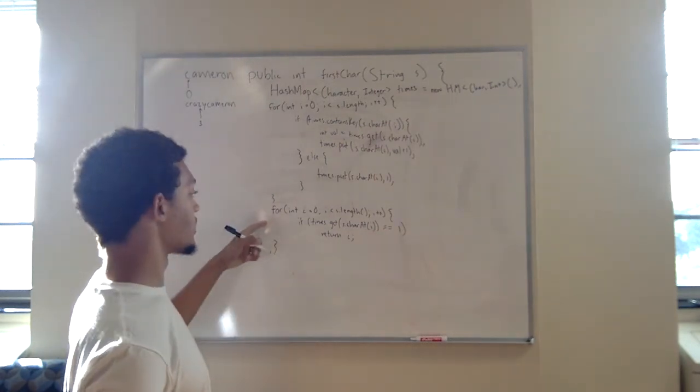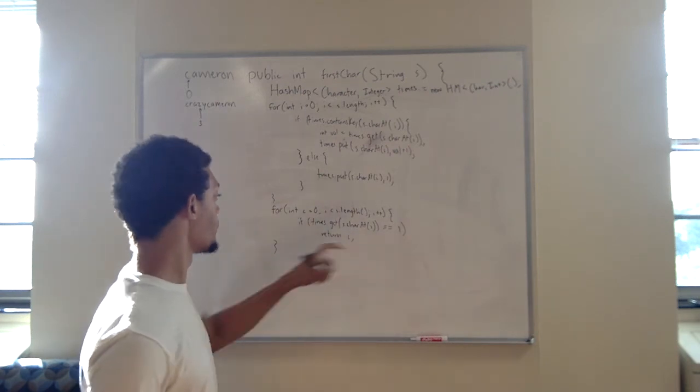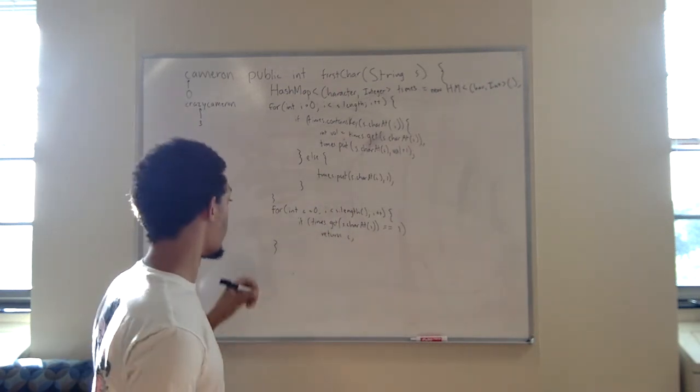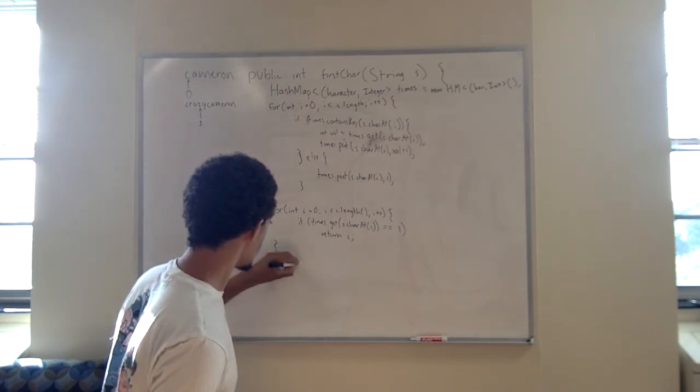Otherwise, if we get to the end of this loop and none of the characters have mapped to 1, then we know that all of them occur at least twice, so we can just return -1.